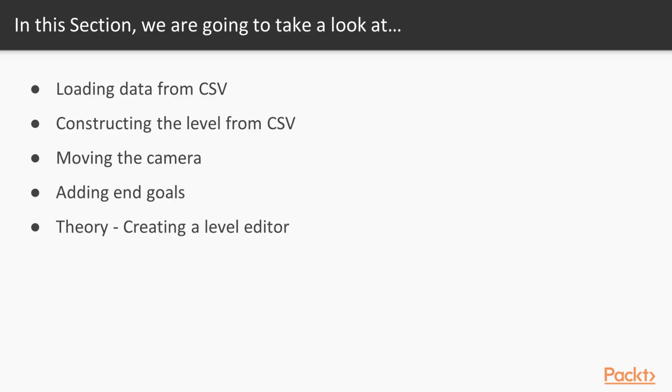Next we will add a moving camera so that we can navigate through the level. Then we will add a target for the end of the level as well as add in death logic. Finally we will look at the advantages of creating a level editor.